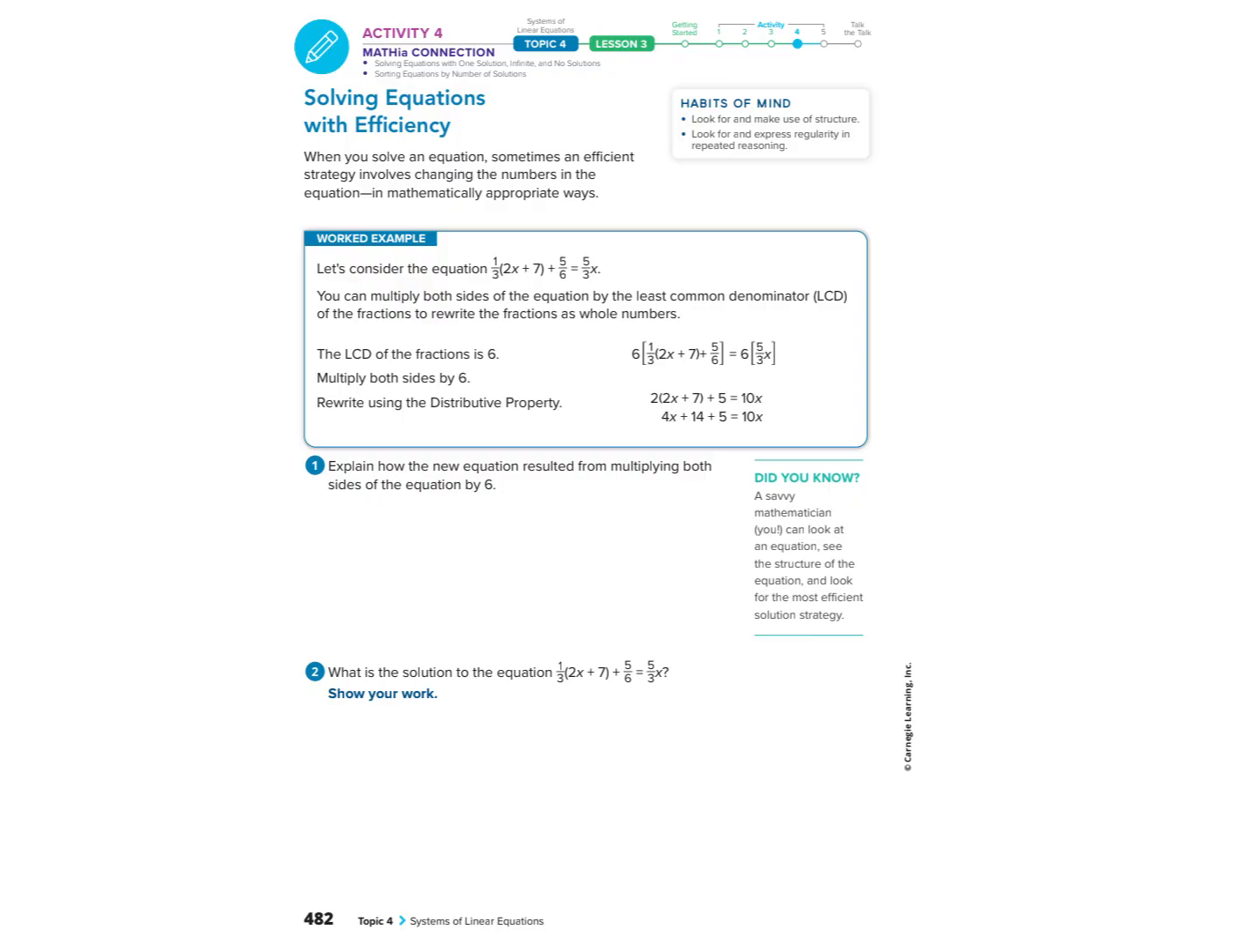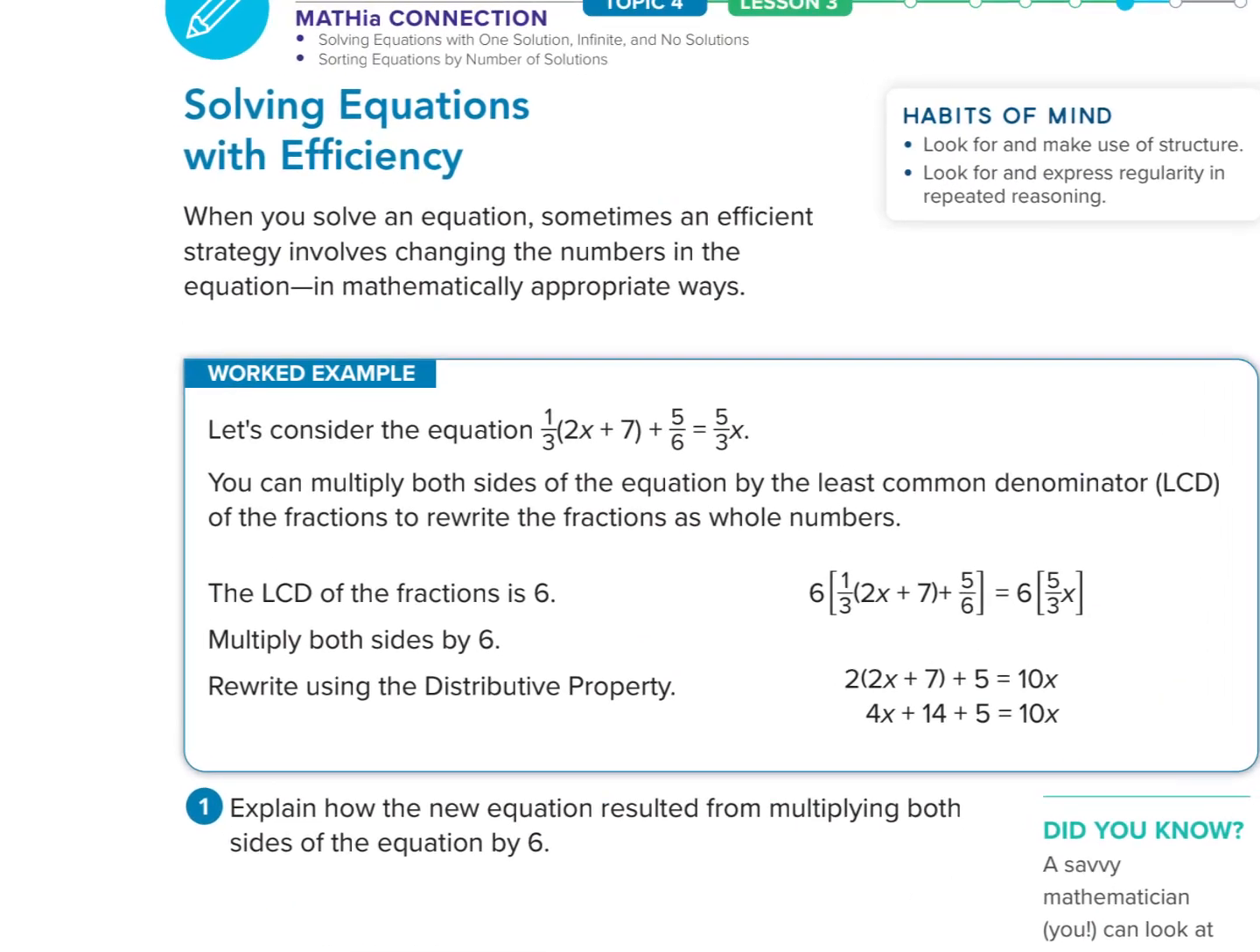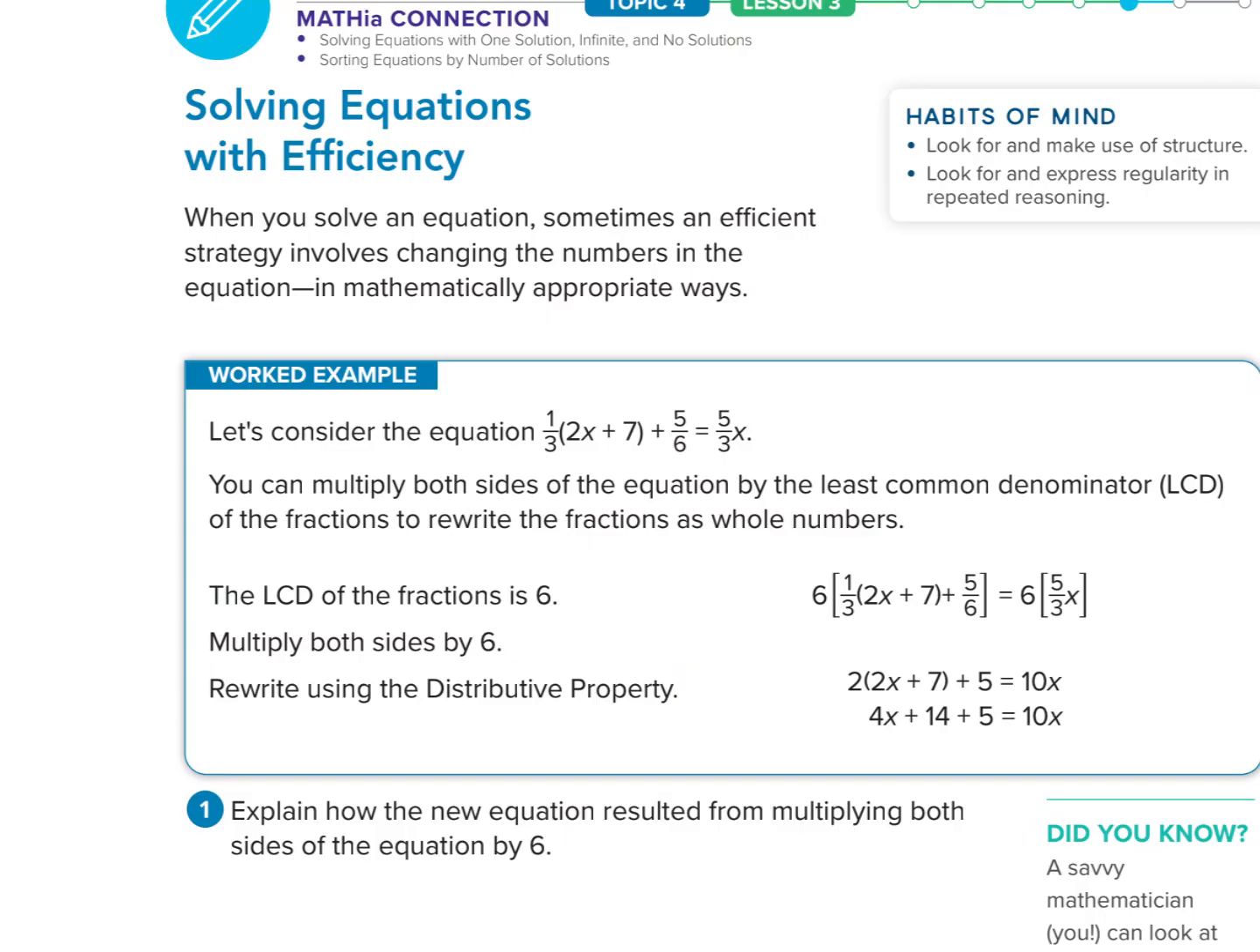We are just talking about another strategy of how you can solve these equations with a little bit more efficiency if you're dealing with some complicated problems. At the top here it says when you solve an equation, sometimes an efficient strategy involves changing the numbers in the equation in a mathematically appropriate way. So I can't just magically change everything, but there are some things that we can do to both sides of the equal sign to make it look a little bit better.